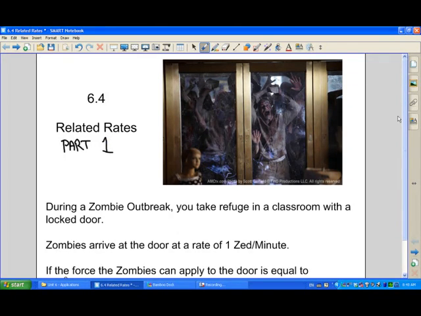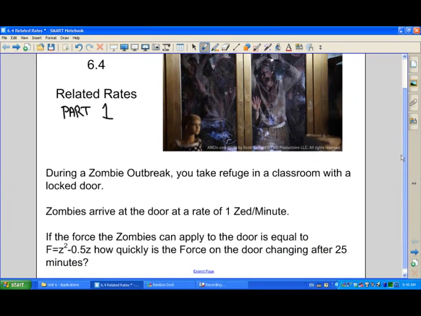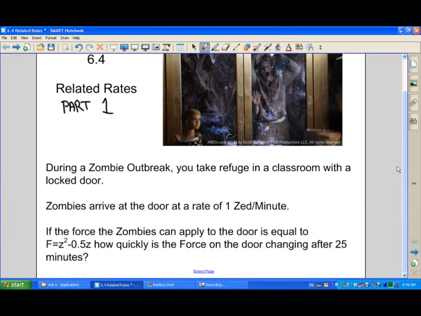So the problem I'd like to start with is, everybody knows during a zombie outbreak, if you hide in a room with a locked door, zombies are going to start showing up at the door, and they're going to show up at a certain rate. And here the rate is 1 zombie per minute. The force that these zombies can apply to the door is equal to this equation F, and we'd like to know how quickly the force on the door is changing after you've been hiding in the room for 25 minutes.